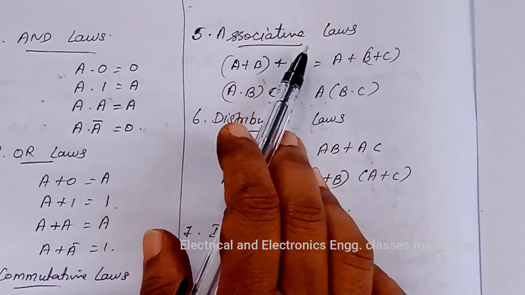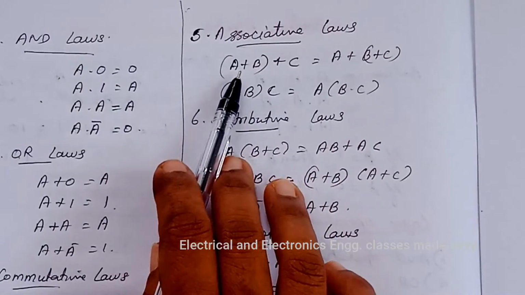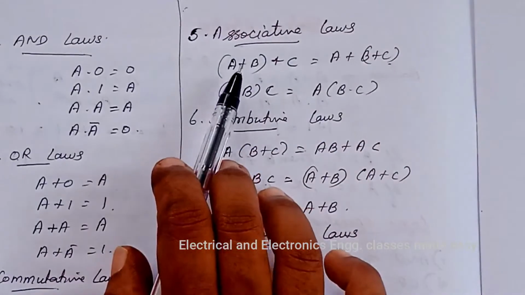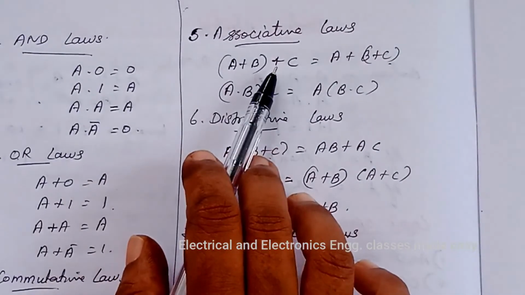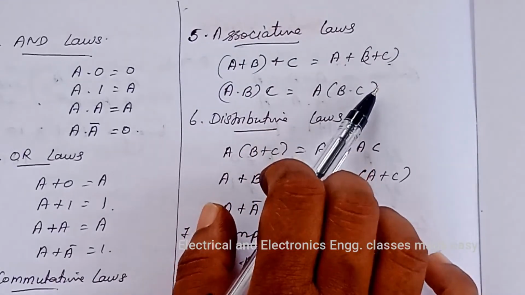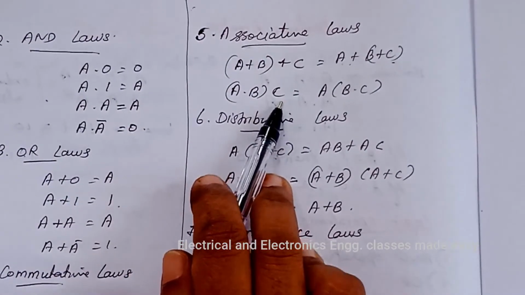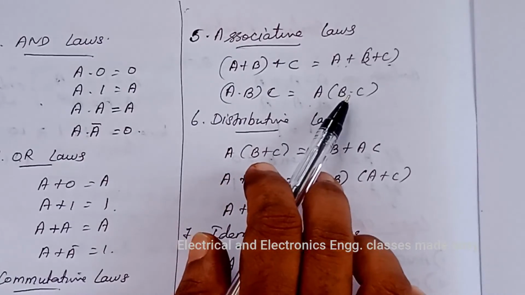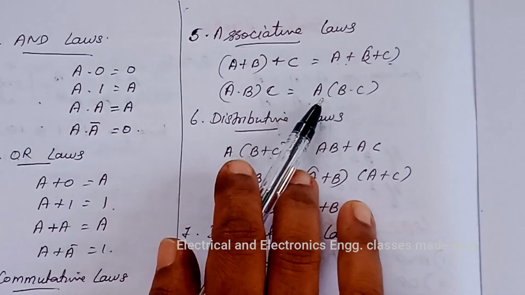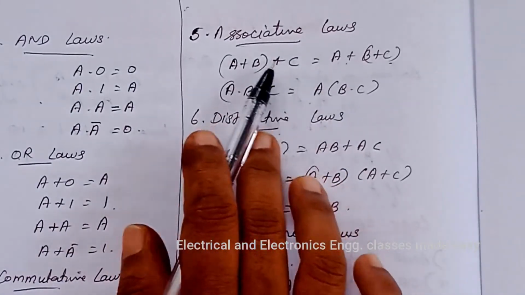Next is associative laws. Associative laws allow grouping of variables. First one is A plus (B plus C) equal to (A plus B) plus C. That is A ORed with (B or C) is same as (A or B) ORed with C. Next is A dot (B into C) equal to (A into B) dot C. That is A ANDed with (B and C) is same as (A and B) ANDed with C. So this is associative laws.